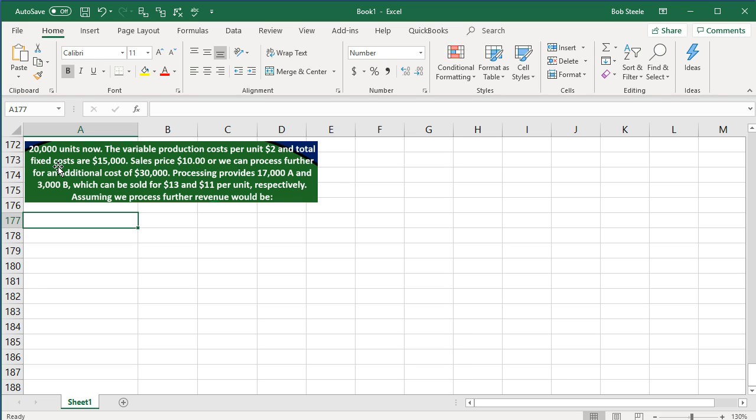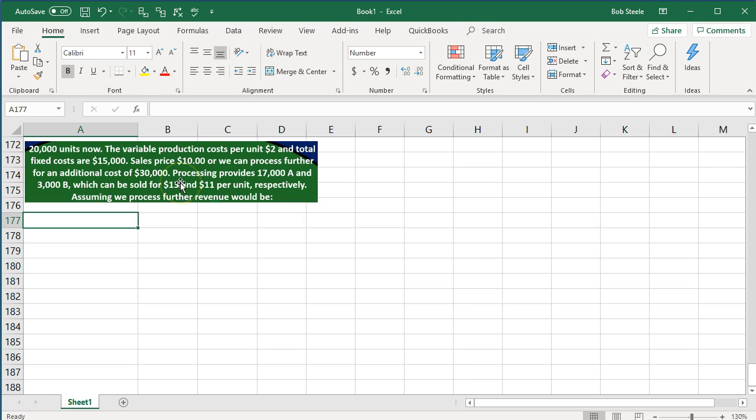We're only breaking down the analysis of the relevant decision, which is at this point forward. Costs related to the production process up to this point are not relevant to the decision-making process as to whether to process forward from this point. So then we have the sales price of $10, or we can process further for an additional cost of $30,000. So we could sell them now for $10. We could process them further, which costs another $30,000 to do.